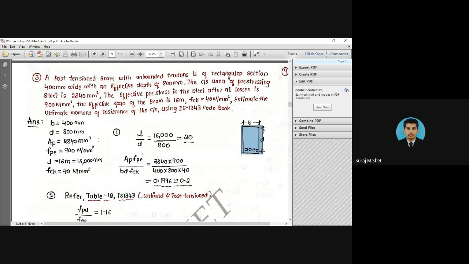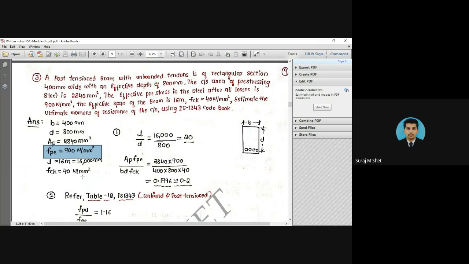So they have given the area of the steel. How much did they give? 2840 mm square. This is the area of the steel, and they have given the overall loss. This is FPE. FPE is nothing but the effective prestress after overall loss. For the unbonded section, they will give the overall loss, or you have to calculate it. So FPE is equal to 900 Newton per mm square. They have given the length of the beam as 60 meter, convert into mm.